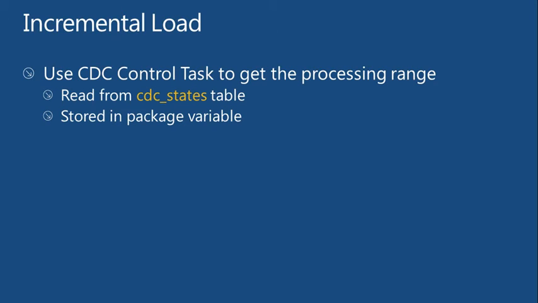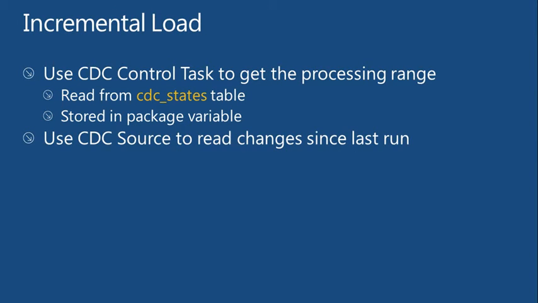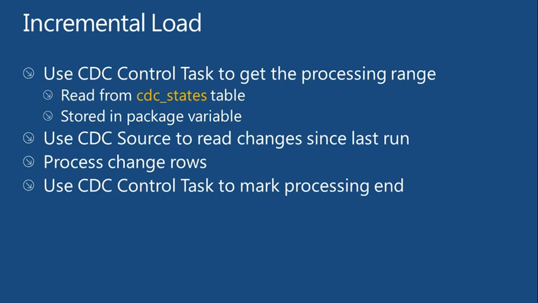Incremental load, this is more of that automated process, right? This is the package that's going to run on a schedule and pick up changes on whatever frequency you tell it to run on. You're going to use the CDC control task to pick up the state, to remember what was the last LSN that was actually used. It's going to store that in a package variable. You're going to use the CDC source to actually read all the changes from the change table since that last run. And then you're going to process the change rows within your data flow. Depending on your processing mode, the data flow is going to look very different. And finally, at the end, after your data flow, you have another control task that's going to mark the process as done. We're all done.